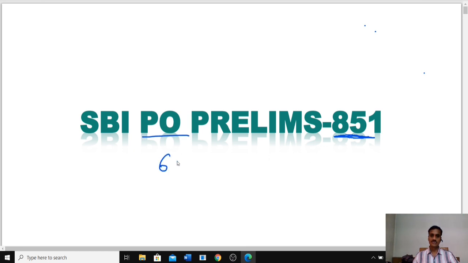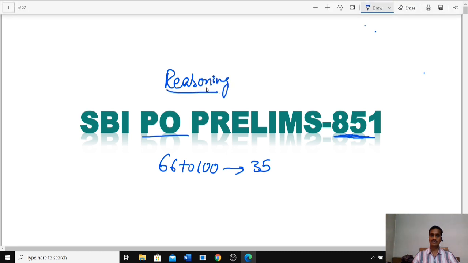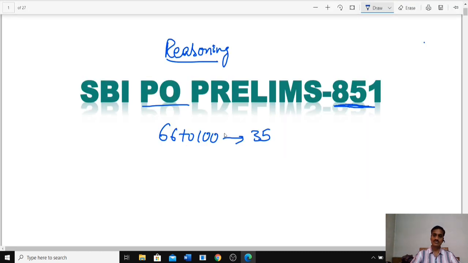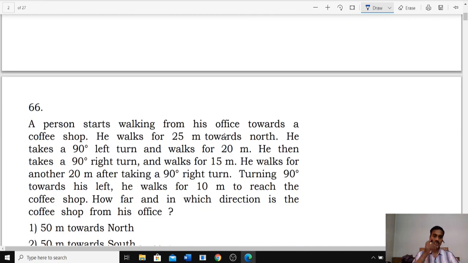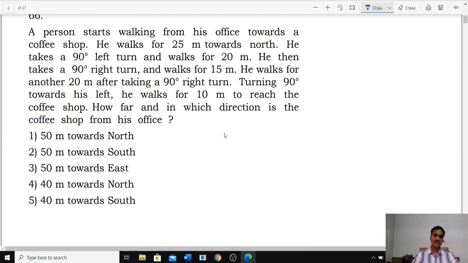Now in this one we are going to discuss this SBI PO Prelim 851. Question numbers 66 to 100 come under the category of reasoning. There are 35 questions in this reasoning section. Now coming to question number 66, which is based on directions.